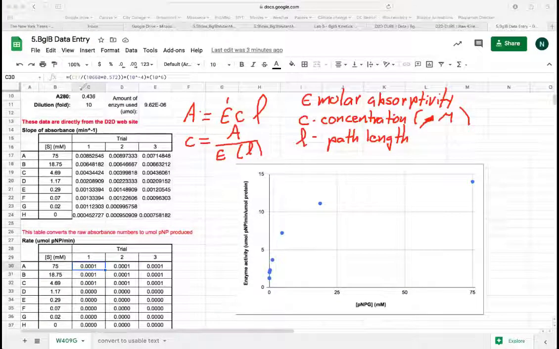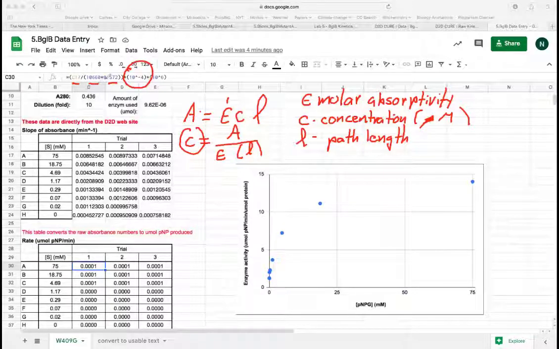All right, so this is absorbance. That's the molar absorptivity. That's the path length. So that gives me the concentration. This is the volume, okay? The assay is done in 100 microliters. A microliter is 1/1,000,000th of a liter. 100 microliters is 100 millionths of a liter, or 10 to the -4th liter. So that's the volume of the reaction.